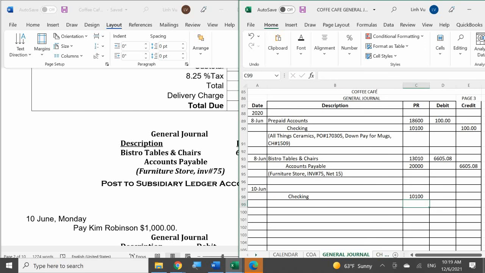And what else? Do you put her name in this case? No. Is her name an account? Accounts payable. Right. We're paying for what we owe. And when we owe something, it's a liability, right? And in this case, we place it as an accounts payable.